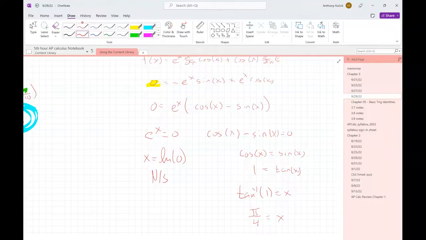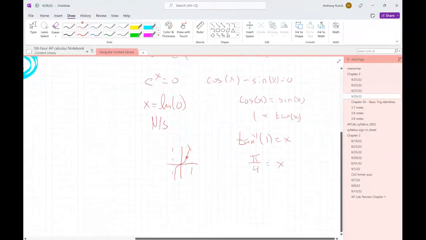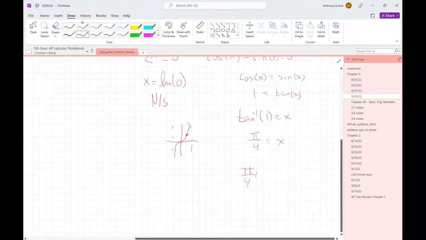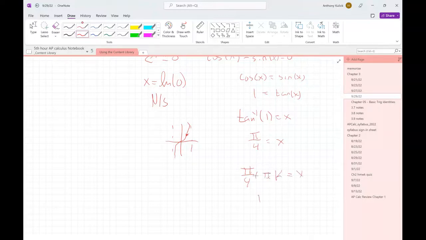Just once. Once inside of its period. Remember, the graph of tangent looks like that, right? That's 1 period of tangent. We have the y value of 1 just once inside of there. So this is just going to be at pi over 4, and then every period before or after, we're going to have also a solution. So I'll just write pi over 4 plus pi k, where k is some integer.